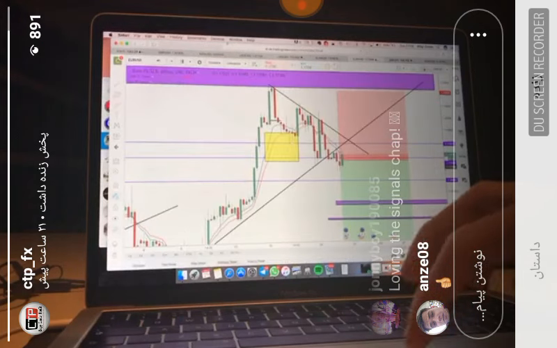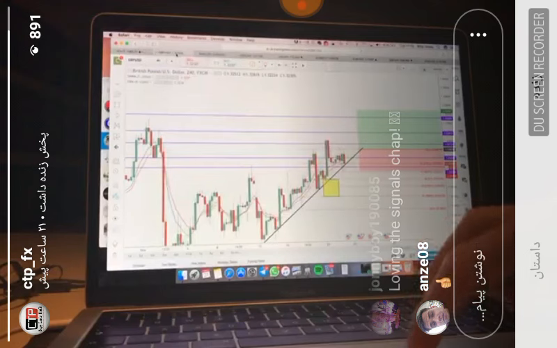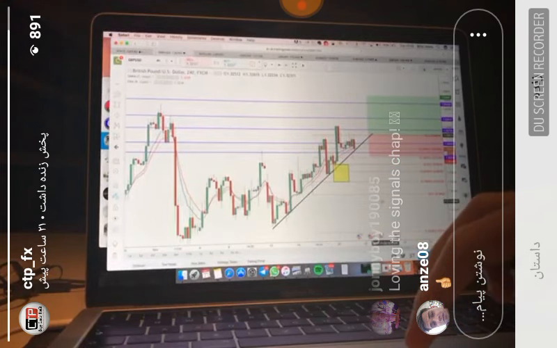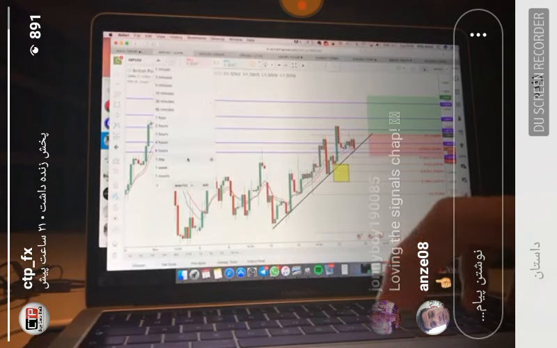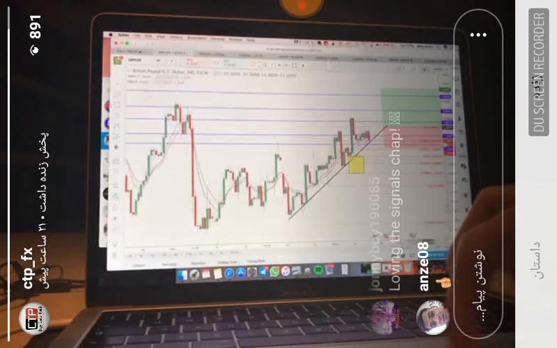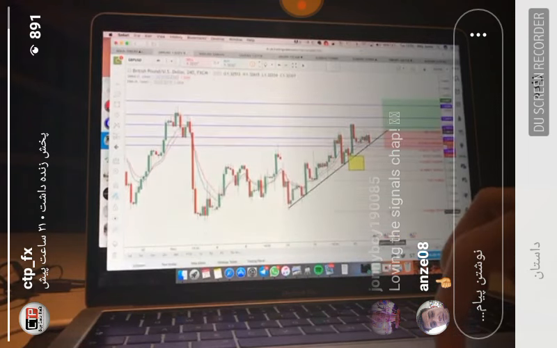Where are we here? One quick last one just before we go. This is GBP USD. This is the 4-hour chart. So I'll zoom in just a tad.